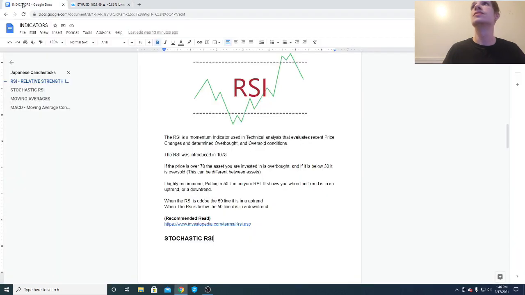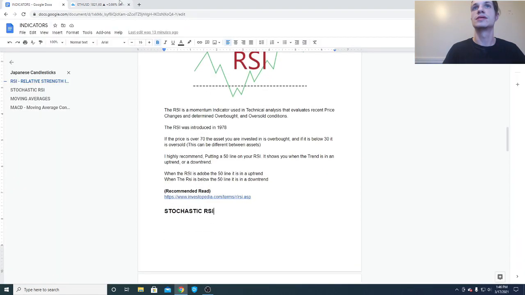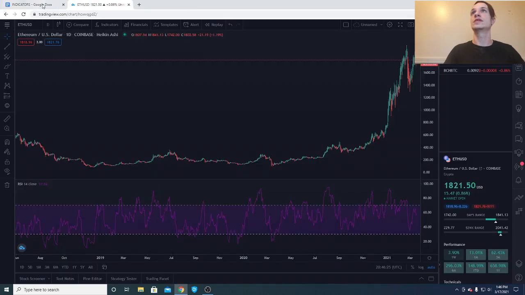Alright, let's see what else we got. Alright, and then this is a tip that I don't think Investopedia actually says, but it's a very, very good tip to have. I highly recommend putting a 50 line on your RSI. It shows when the trend is in an uptrend or a downtrend. When the RSI is above 50, it's in an uptrend. When the RSI is below 50, it's in a downtrend.